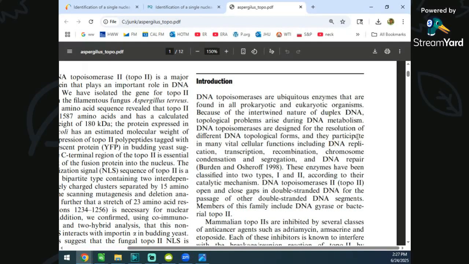These enzymes have been classified into two types, 1 and 2, according to their catalytic mechanism. DNA topoisomerase 2 opens and closes gaps in double-stranded DNA for the passage of other double-stranded DNA segments. Members of this family include DNA gyrase and bacterial topo 2.